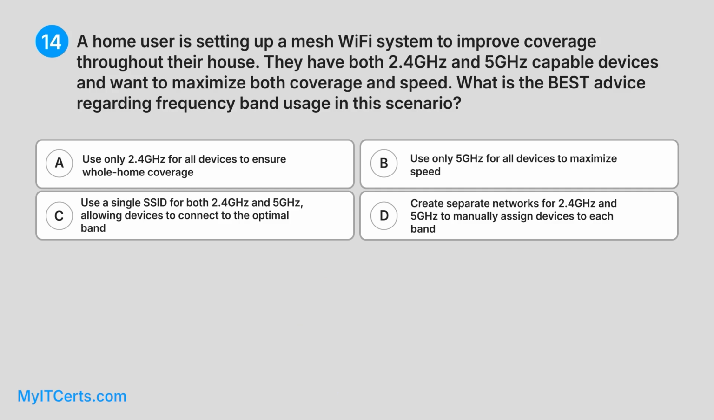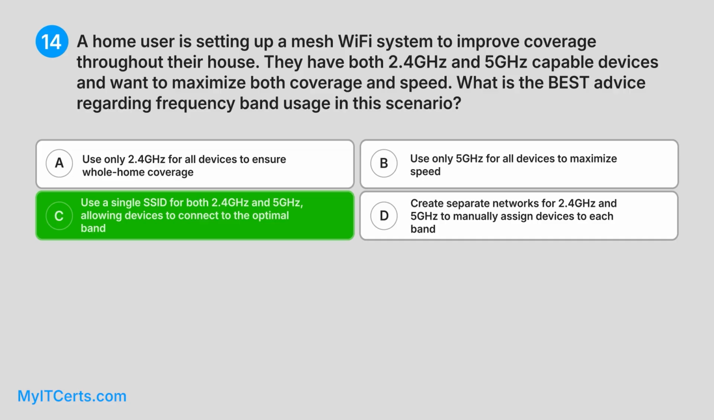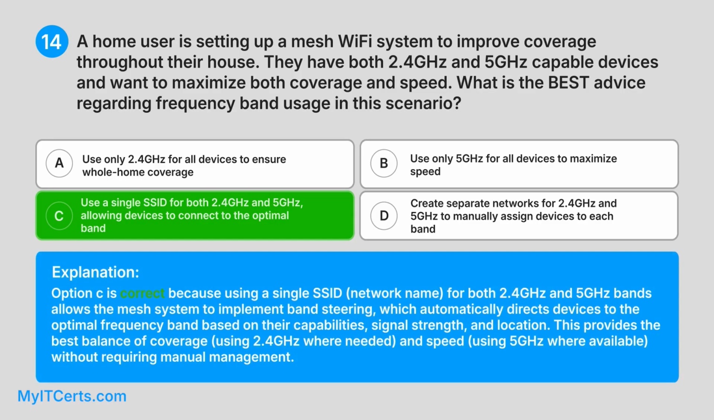Correct answer. C. Use a single SSID for both 2.4 GHz and 5 GHz, allowing devices to connect to the optimal band. Explanation. Option C is correct because using a single SSID, network name, for both 2.4 GHz and 5 GHz bands allows the mesh system to implement band steering, which automatically directs devices to the optimal frequency band based on their capabilities, signal strength, and location. This provides the best balance of coverage, using 2.4 GHz where needed, and speed, using 5 GHz where available, without requiring manual management.